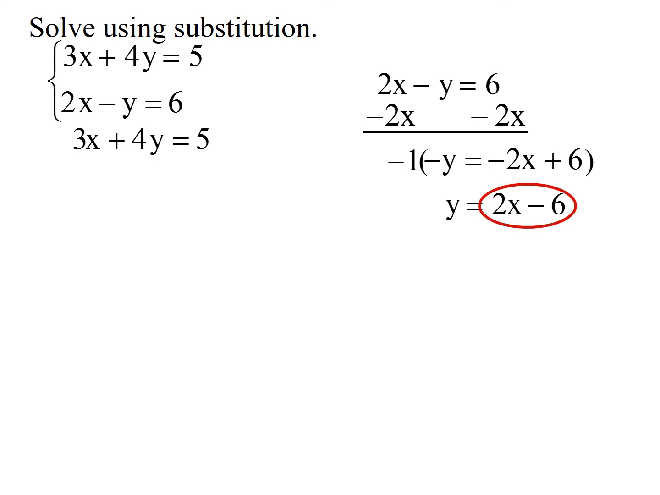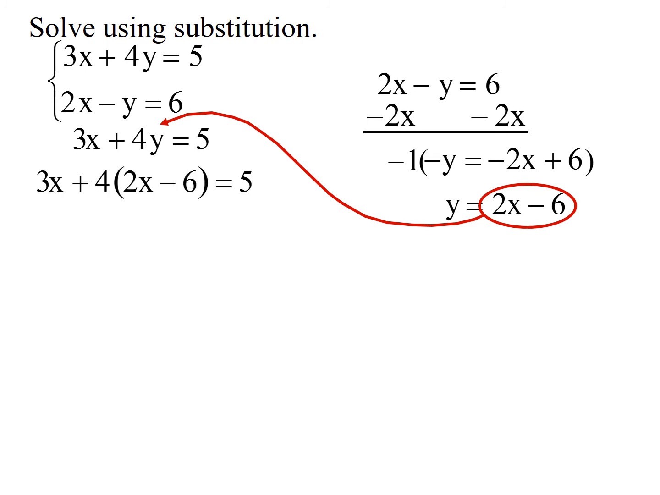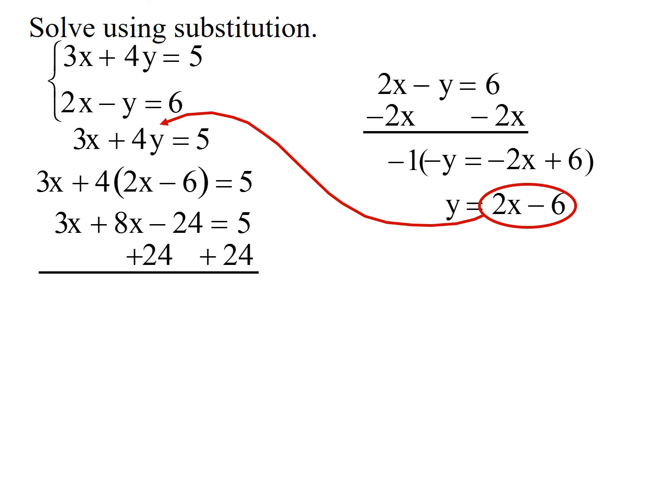Now once I get that, I can plug it into my other one. Remember to use parentheses and use the distributive property. Distribute. Combine like terms. Solve.